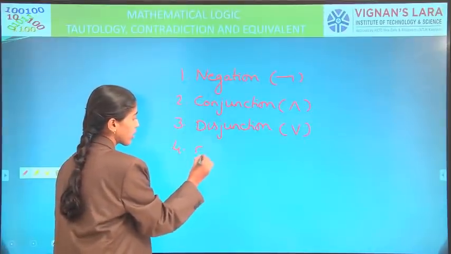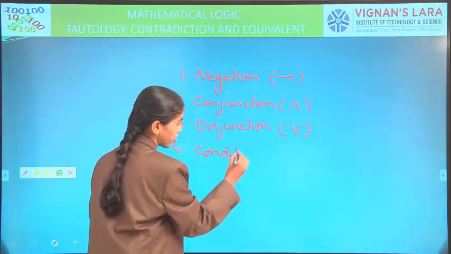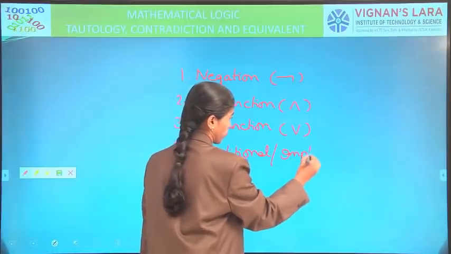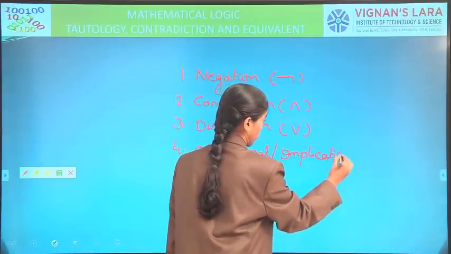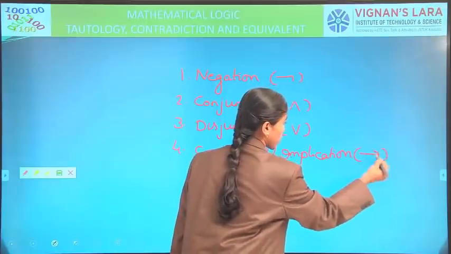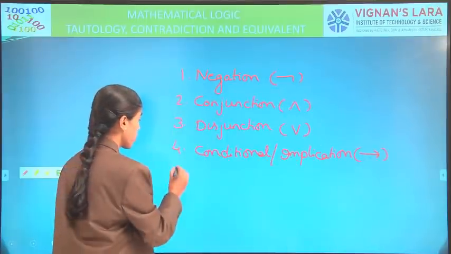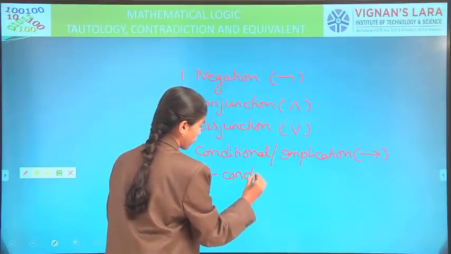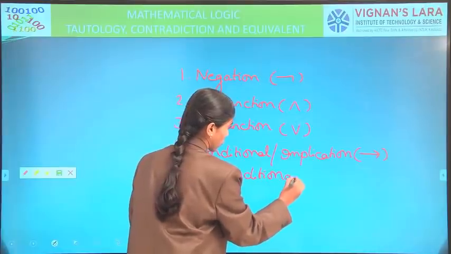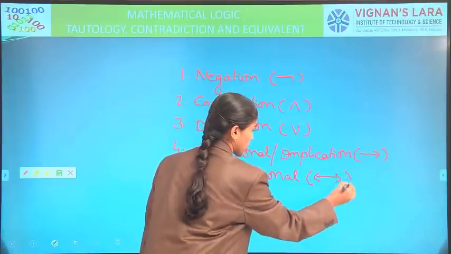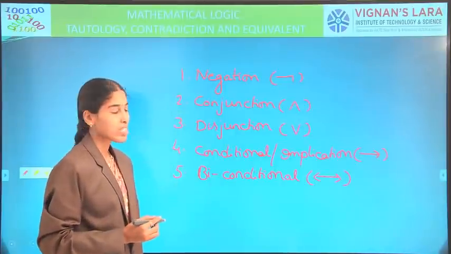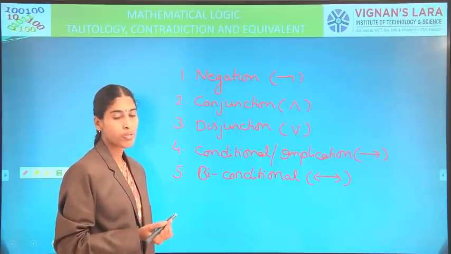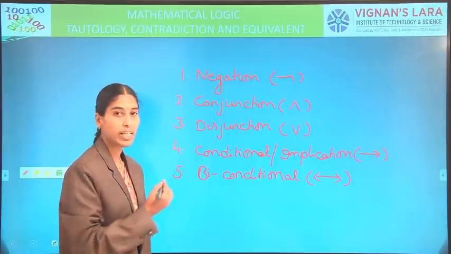Next, the fourth one is conditional or implication. The symbol for this conditional or implication is an arrow. Next, the fifth one is biconditional. The symbol is a two-sided arrow. In the previous class, we already discussed all these 5 connectives along with their truth tables, and also we discussed the examples on these 5 connectives.